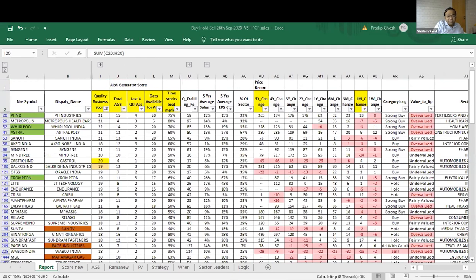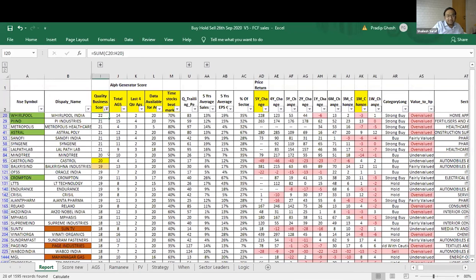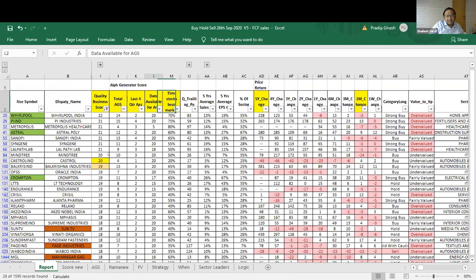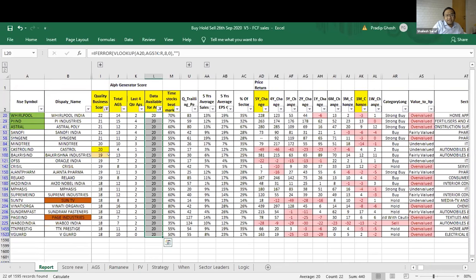So how many companies are there with 18 and above? 28. Set the data available to 20 once, so that it is easy for them. Okay, fine, I have applied the highest QBS. Now which company should we take in this?